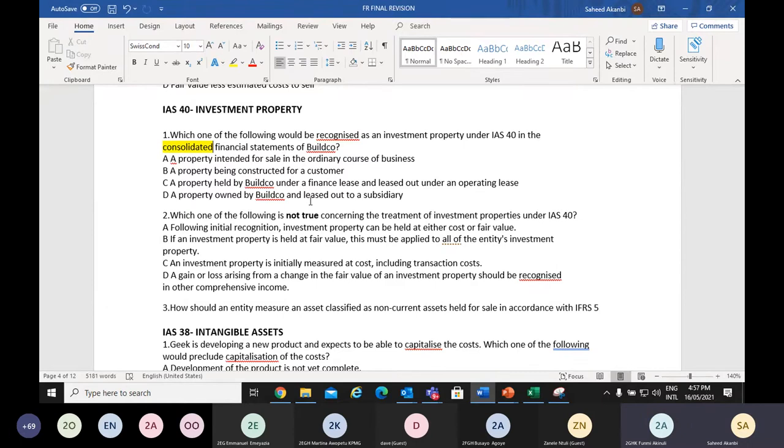C now. An investment property is initially measured at cost, including transaction costs. Is it correct? Yes, correct. Let's look at D. A gain or loss arising from the change in fair value of an investment property should be recognized in other comprehensive income. Is it correct? No. Where should it be recognized? P&L. Very good.